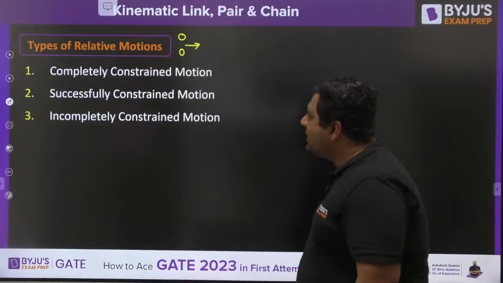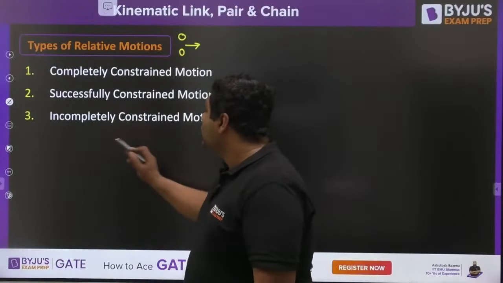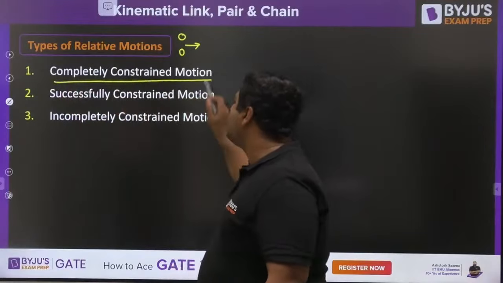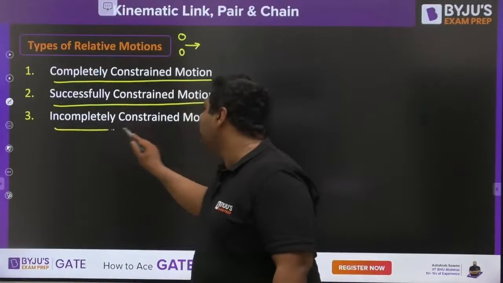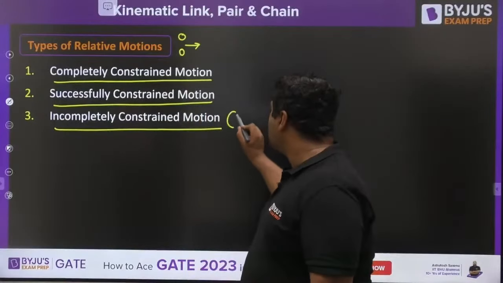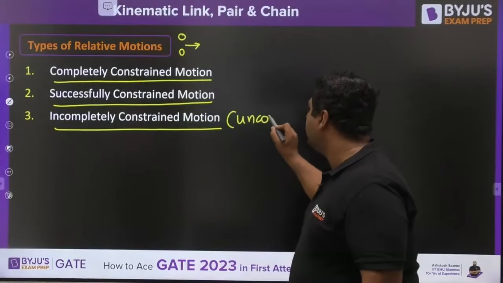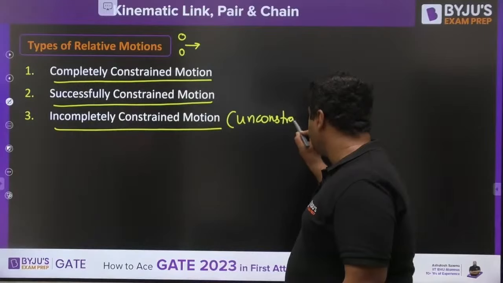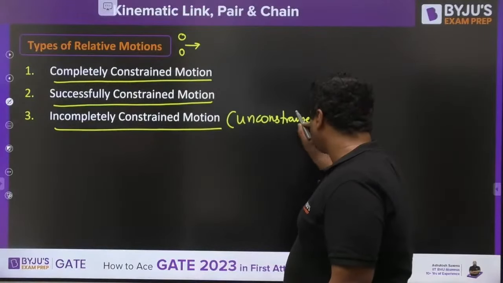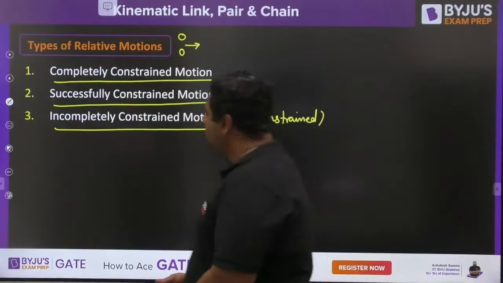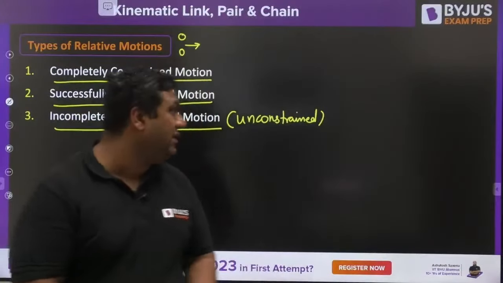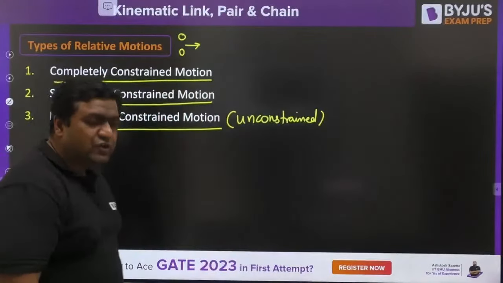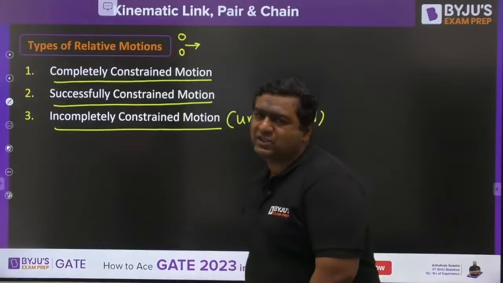So my dear, what are the types of relative motions? You can see one is completely constrained motion, another is successfully constrained motion, and the third is incompletely constrained motion. You can also call this motion unconstrained. When we are talking about completely constrained, successfully constrained and unconstrained motion, first of all you must understand the meaning of constraint.